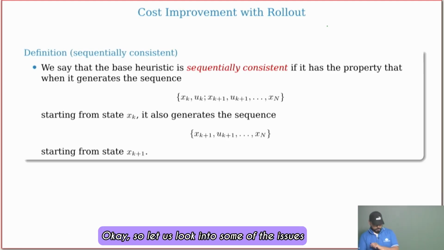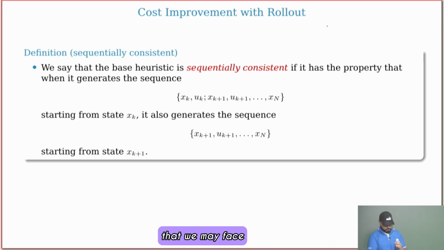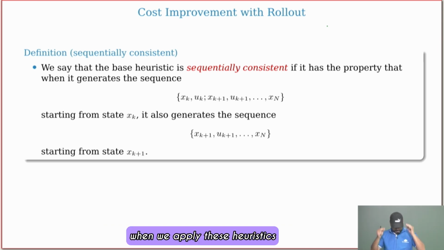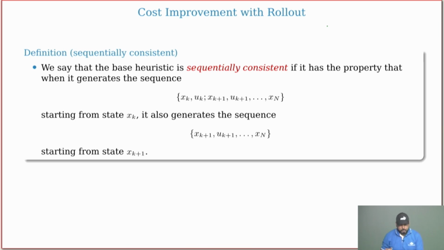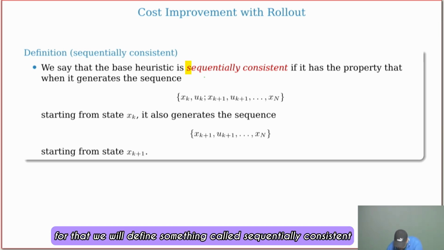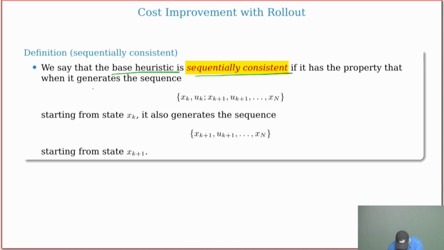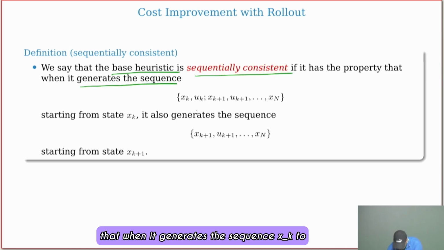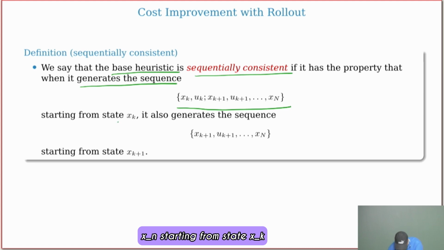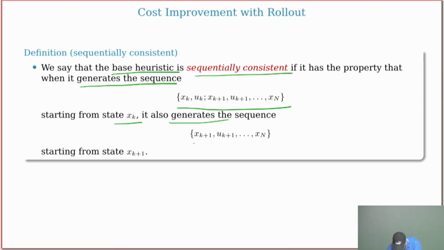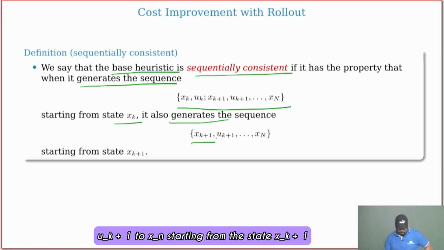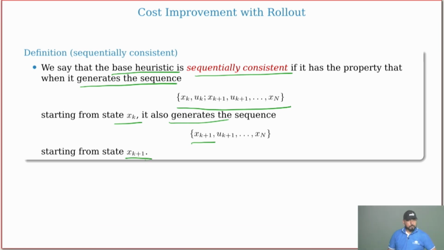Okay, so let us look into some of the issues that we may face when we apply these heuristics when we do rollouts. For that we will define something called sequentially consistent. We say that the base heuristic is sequentially consistent if it has the property that when it generates the sequence xk to xn starting from state xk, then it also generates the sequence xk plus 1, uk plus 1 to xn starting from the state xk plus 1. Okay, so do you understand this?